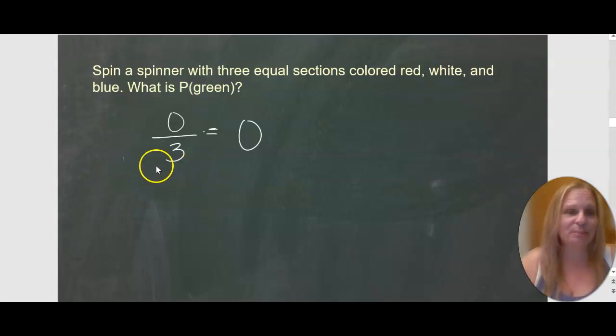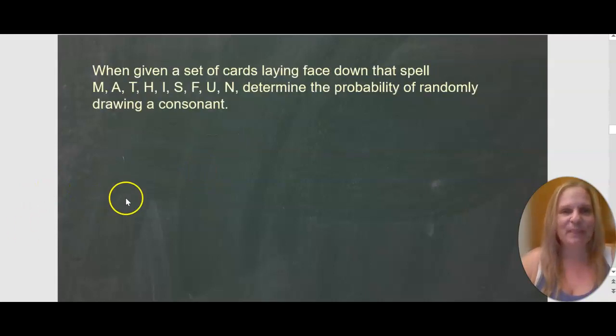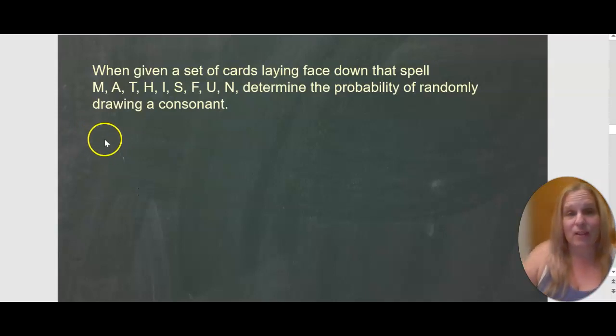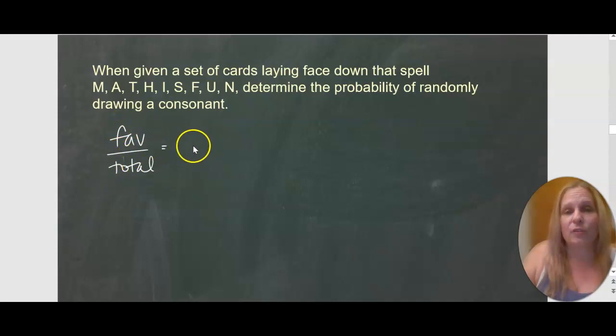or 0%. All right. When given a set of cards laying face down that spell math is fun, determine the probability of randomly drawing a consonant. Okay, so again, we've got favorable over total, right? Our favorable is going to be the number of consonants.